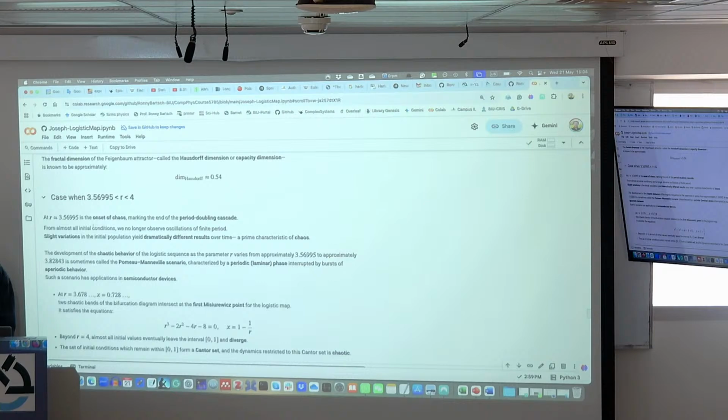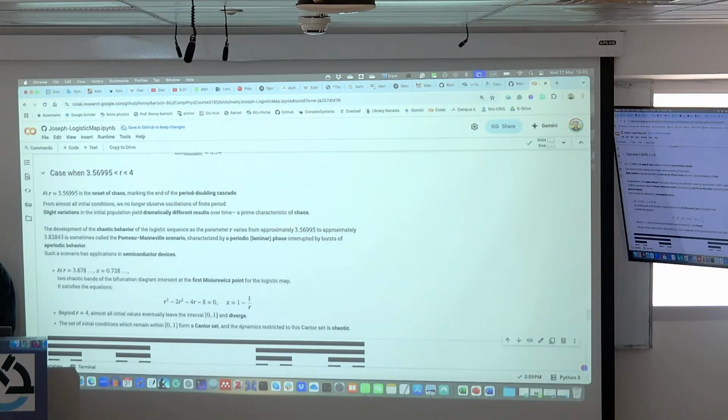So at r equals 3.5699, it's the onset of chaos, marking the end of the period-doubling cascade. For almost all initial conditions, we no longer observe oscillations of finite period. Just slight variations in the initial population yield dramatically different results over time, a prime characteristic of chaos.